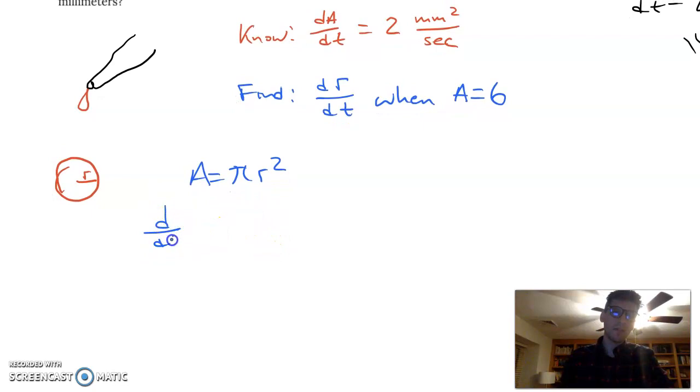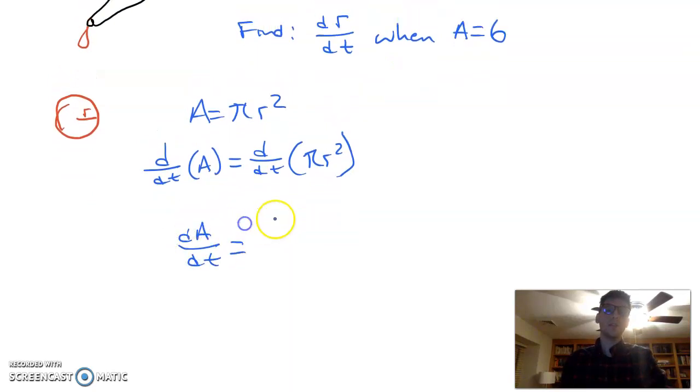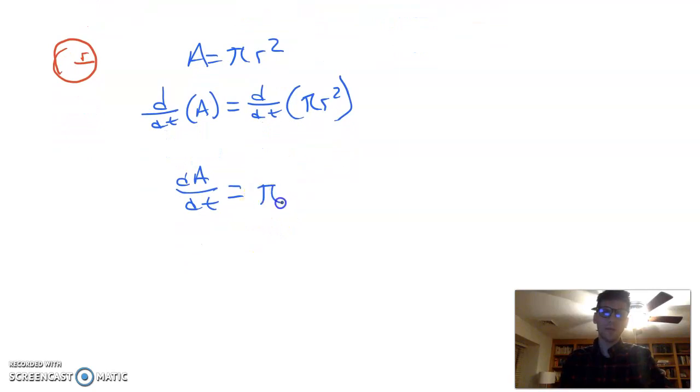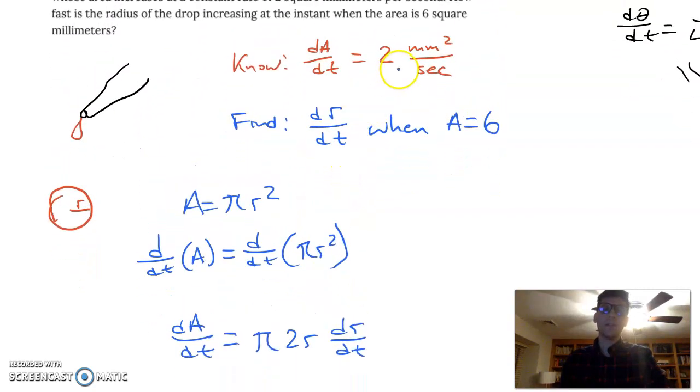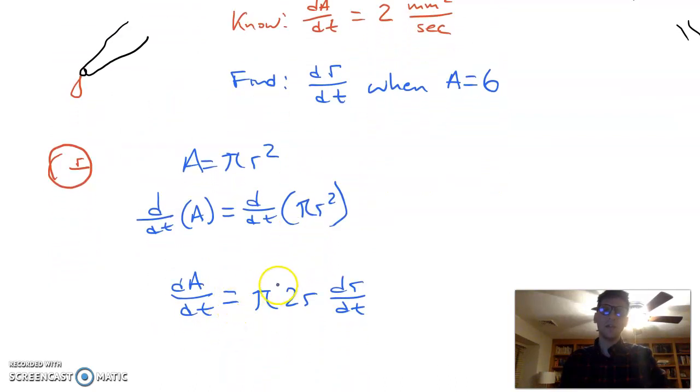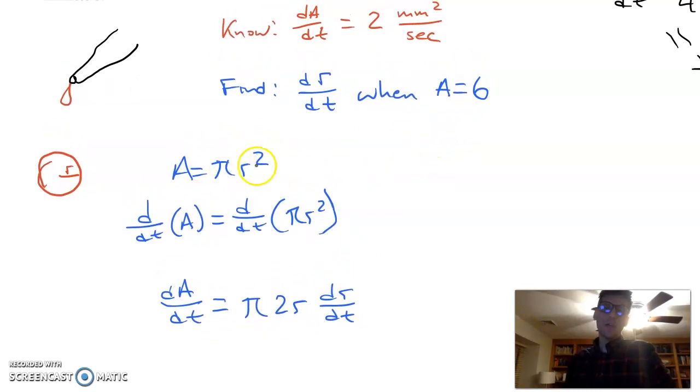Let's differentiate both sides with respect to t. I'll get dA dt on the left equals, I can put the pi in front, 2r dr dt. So I think I have everything I need to plug in here. I have the dA dt. Well, the thing is, they gave me A, but not r. Well, we know A and r are related in this equation, so why don't I just figure out what the radius is of a circle whose area is 6.